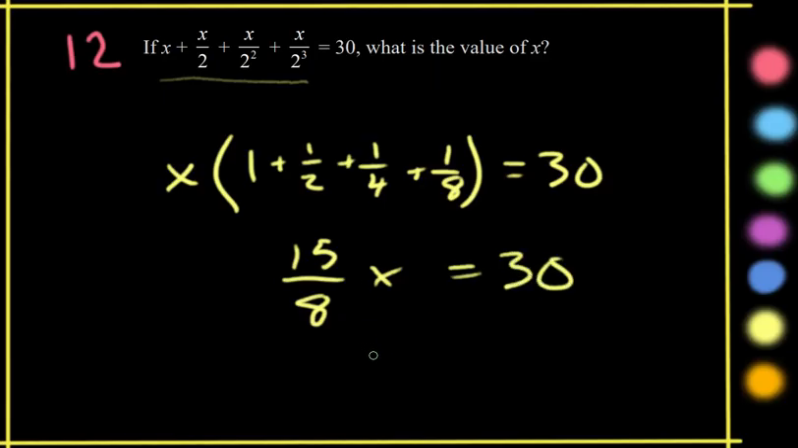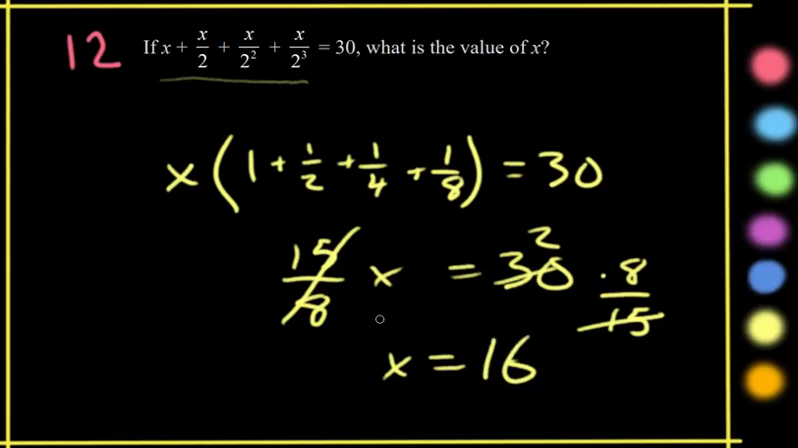And now you can multiply both sides by 8 over 15, and then that will give you what x is equal to. So you cancel the 15 with the 30, that gets you 2 times 8, 16. And that should be the final answer. Okay, that's the final answer, 16.